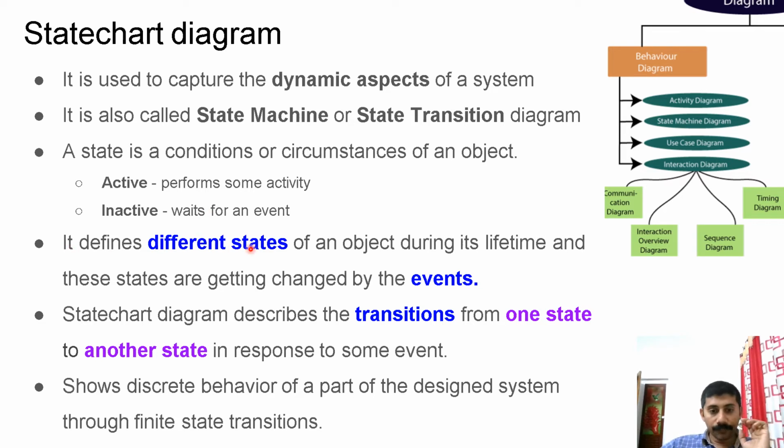It defines different states of an object during its lifetime, and these states are changed by events. A state chart diagram describes the transition from one state to another in response to some event. It shows discrete behavior of a part of the system through finite state transitions. So here the focus is on the different states and events which cause state transitions.